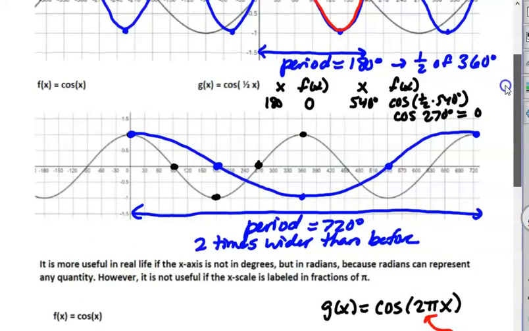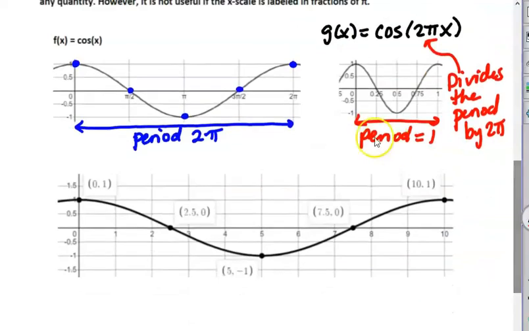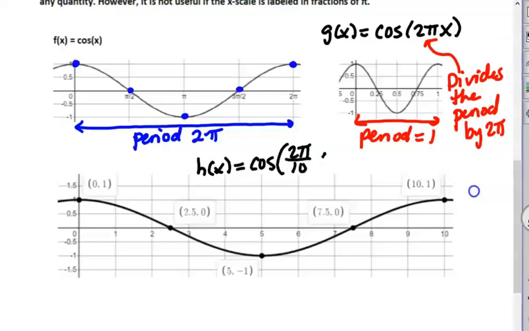So to do that, we have to think about what we did in this example above. To make the period 2 times wider, we multiplied by 1/2, or we could think of that as dividing by 2. So here, to make the period 10 times wider, we're going to have to multiply the inside of the function of the previous graph by 1/10, or divide by 10. So in other words, to get this graph, and I'll call this h of x, is equal to cosine of 2 pi divided by 10 x.